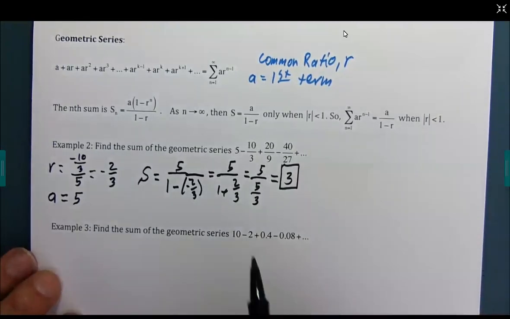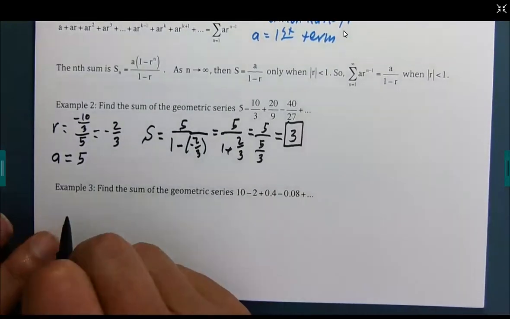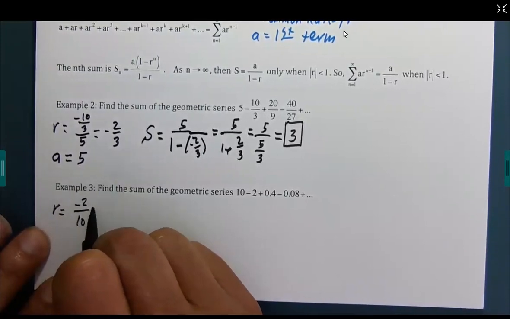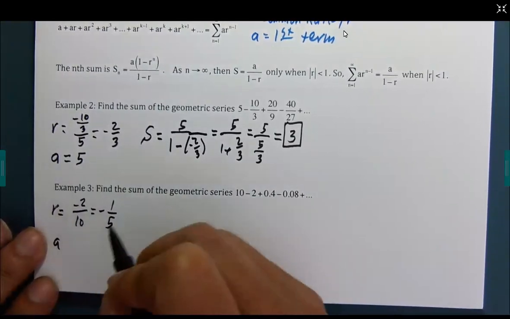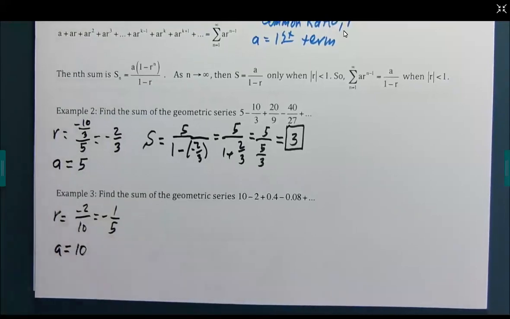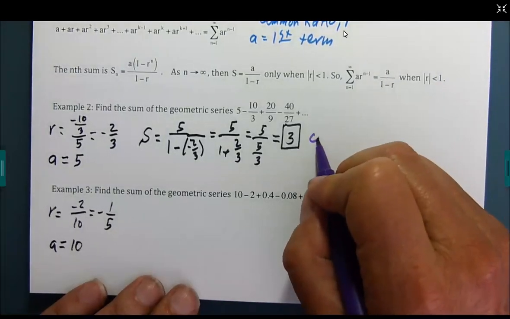All right, next up, we have our example 3 here. Let's get our common ratio. R is going to be -2 over 10, or -1/5, which again is between -1 and 1. A in this case is 10. Oh, I should mention this previous one, that 3 means that the series converges.